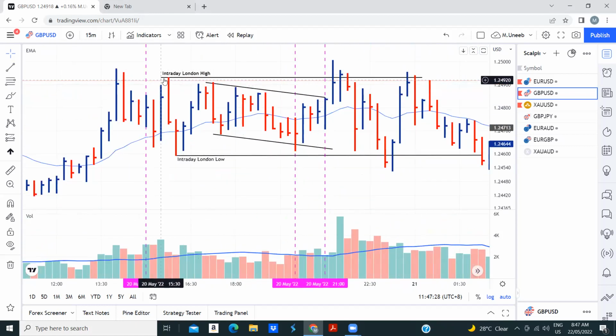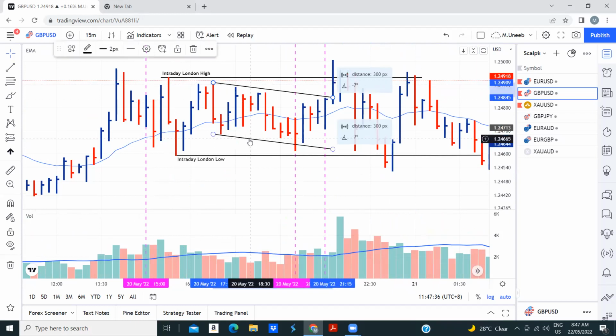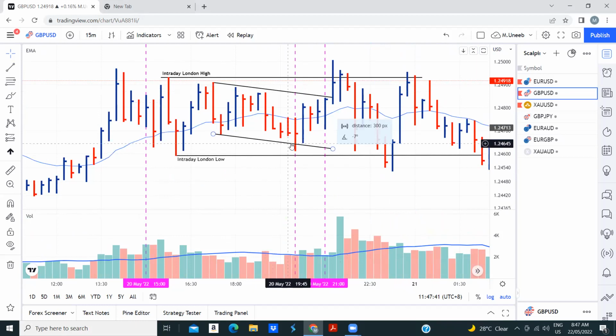Because this is a buying climax. Got it? This is, you can say, the intraday high and low. So we will start our analysis from here. Okay, so we draw the channel. What do we observe here? Current climate: oversold.